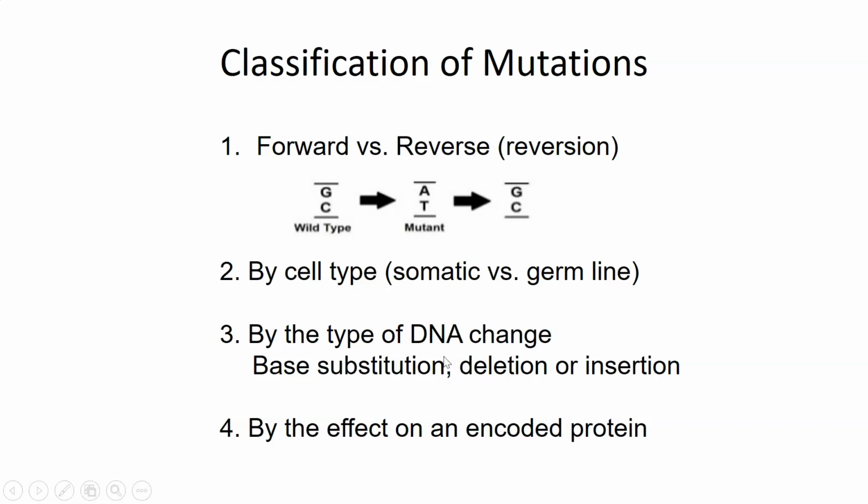Mutations can be classified by the type of DNA change involved. So one is substituting one base for another, and this is a base substitution here. G was substituted for A. Deletion, that would be removal of a base or a number of bases, or insertion is the addition, I should say, of a base or bases into a wild-type sequence. Mutations can also be classified by the effect they have on encoded proteins, but I'm not going to cover that topic in this video or this module.